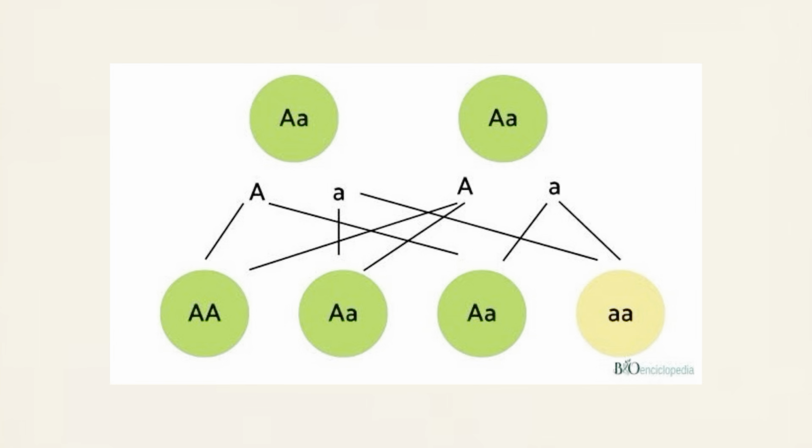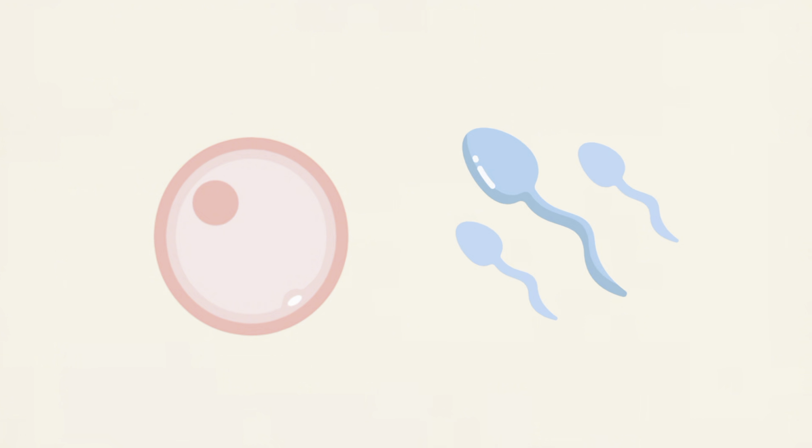The next topic is the Mendelian laws. First, we have the law of segregation. According to this law, every creature has two alleles per gene, one coming from the father and the other from the mother. Alleles separate in the formation of the gametes, like eggs or sperm, so that there is one allele per gene.